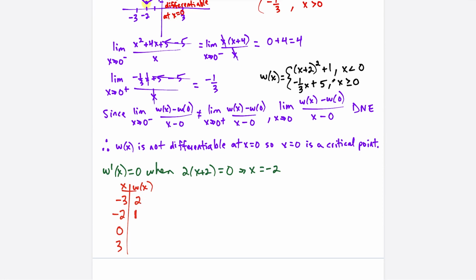And then for the rest, we have x equals 0. And if we plug in 0, remember, we did this in the beginning here. W of 0 is equal to 5. So this we could just write out here is equal to 5. And then we plug in x equals 3. We would plug that into the bottom piece here. If we do -1/3 times 3, that's going to give us -1. And -1 plus 5 is going to give us +4. So now we just have to identify what's our absolute minimum and our absolute maximum. And the absolute minimum occurs at x equals -2. And the absolute maximum occurs at x equals 0.